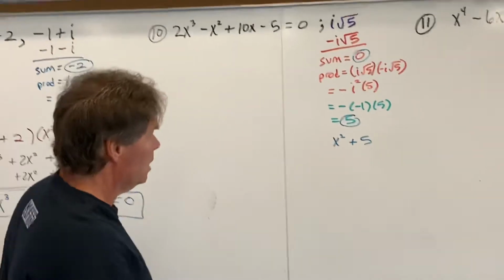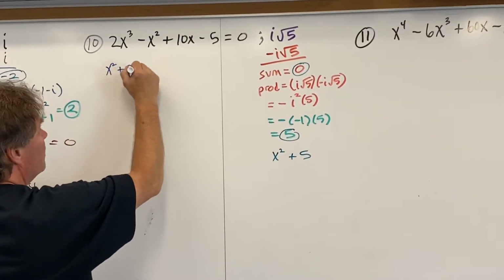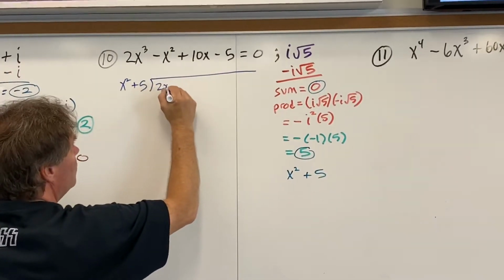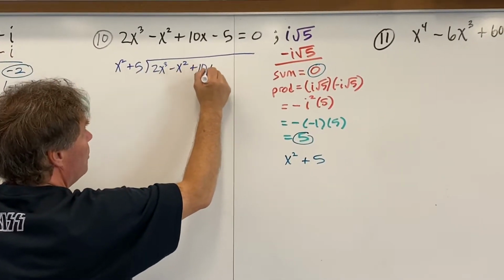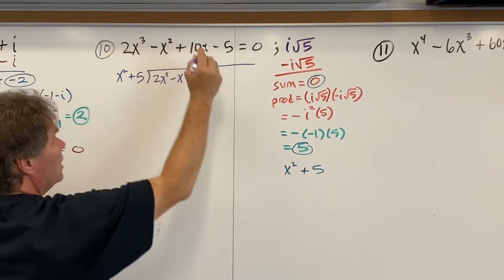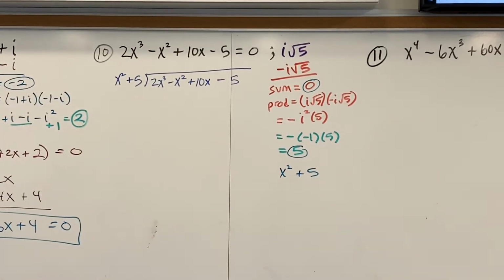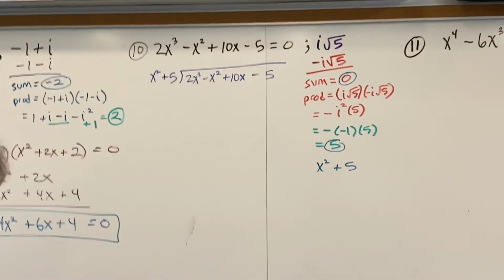So here we go. I'm going to do long division on this. x squared plus 5 on the outside. On the inside, 2x to the third minus x squared. I'm checking to make sure no powers are missing. If there are any powers missing, I have to put zeros in there, but there aren't. So I've got it up to there. Now, here goes the calculations.